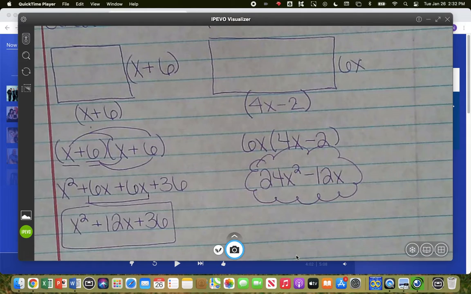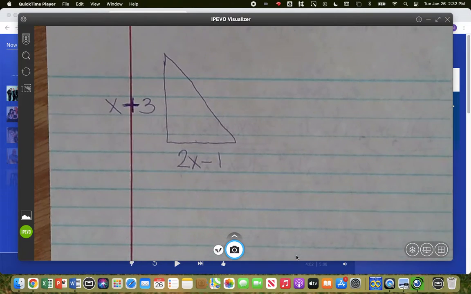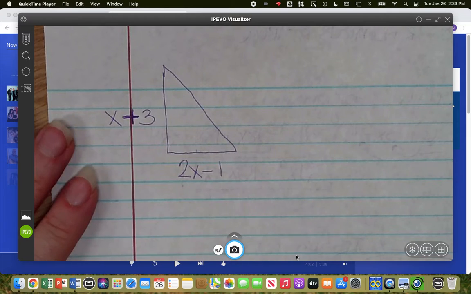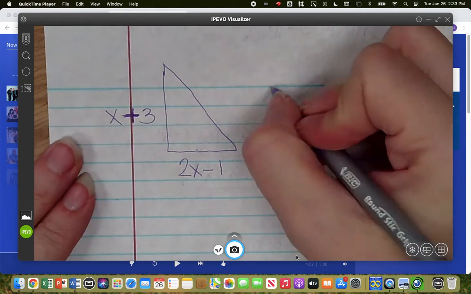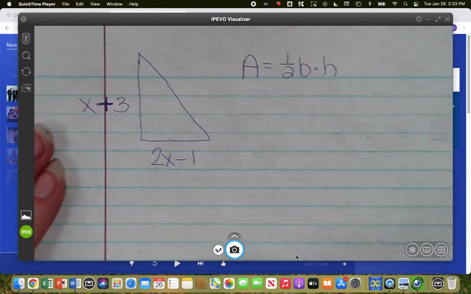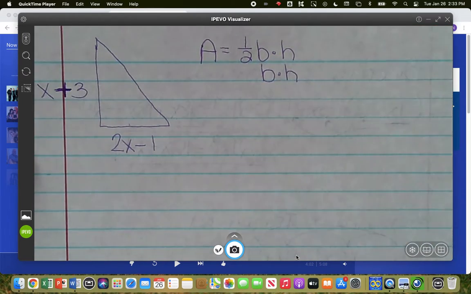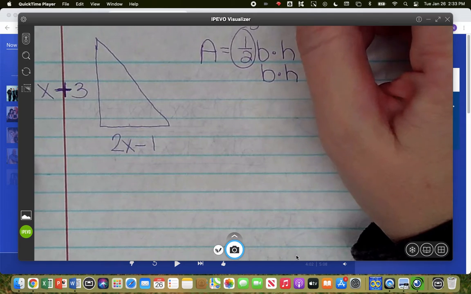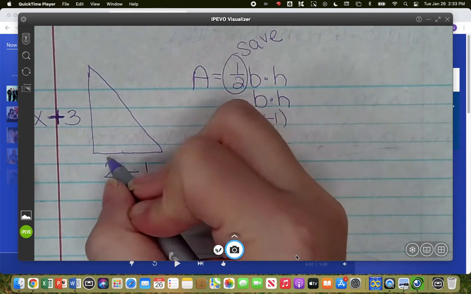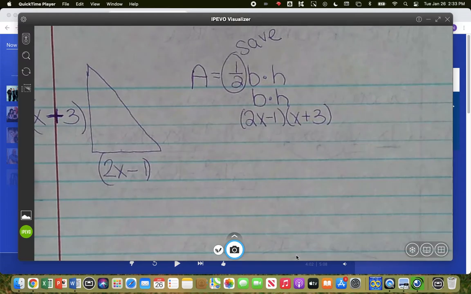Now, you will have some triangles to take a look at. So I actually picked 2 to do. Let's do this one first. That is an x plus 3 for the height, and the base is 2x minus 1. So just remember, your area of a triangle is 1/2 base times height. I'm actually going to do base times height first, and we'll save the 1/2. So the base is 2x minus 1. I always put parentheses around it if it's got more than one term. Same thing here with the x plus 3. So then we can distribute.